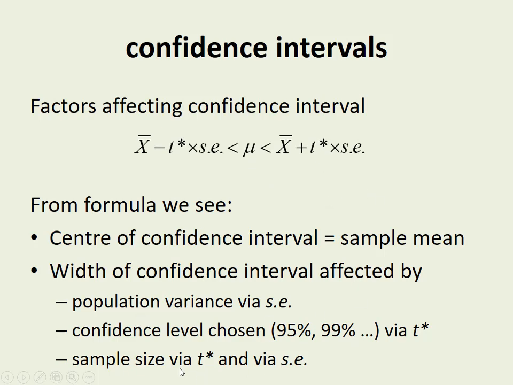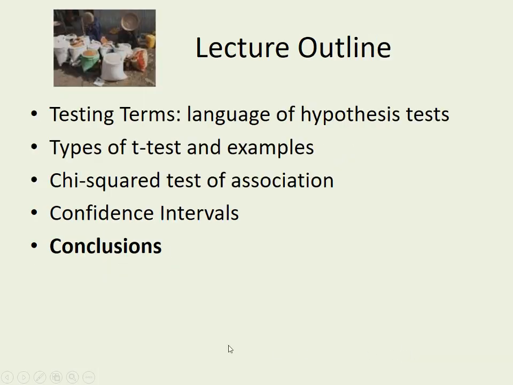And finally, the sample size, so that when you make n bigger, it makes the t stars get slightly narrower, because the t distribution shrinks towards the normal distribution. More importantly, the standard error gets smaller, because standard error is s divided by square root of n. So you're dividing by a bigger number, so you're getting smaller standard errors, so that width decreases. Okay, so that's confidence intervals.